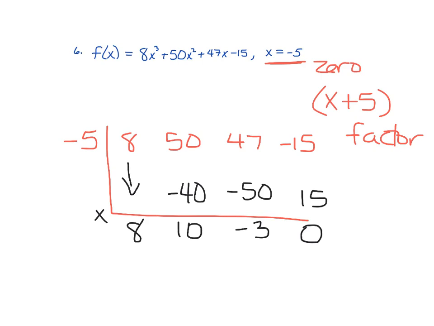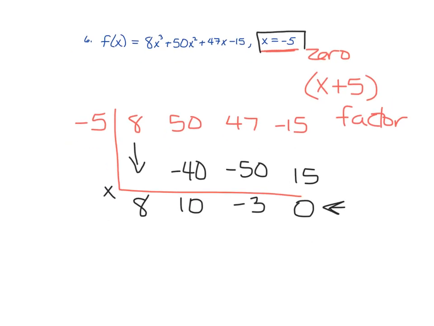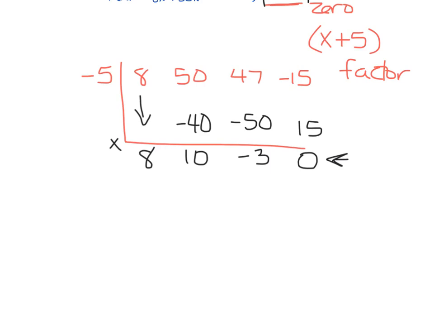Again, we already knew that x plus 5, or x equals negative 5, was a 0. So if I didn't get this 0 here, I either multiplied or added wrong. So now I'm going to add the variables in. So an x squared and x, this is the constant, that's the remainder.